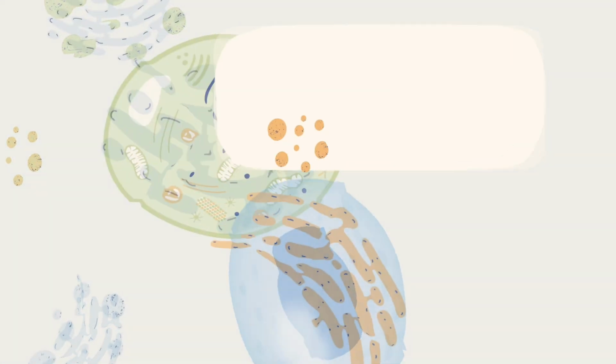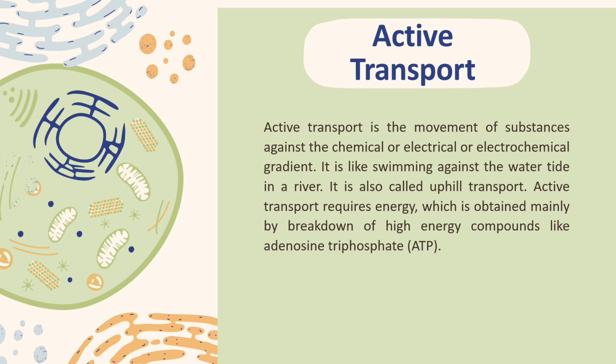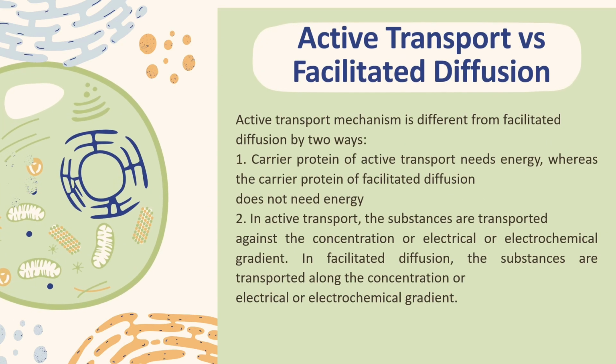So our next mechanism is the active transport mechanism. Unlike passive transport, active transport requires energy to move substances against their concentration or electrochemical gradient. So it's like swimming against the tide. It is also called uphill transport. Active transport differs from facilitated diffusion in two main ways. It requires energy and it moves substances against the gradient, whereas facilitated diffusion moves along the gradient without energy.